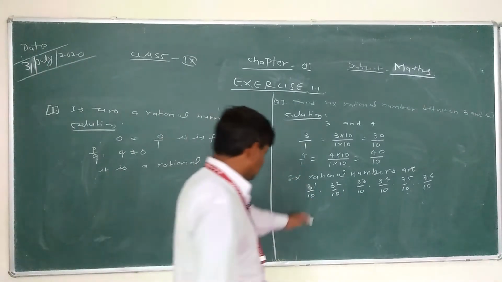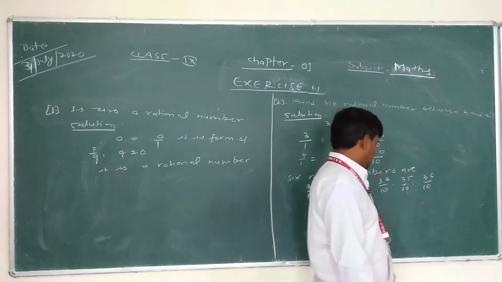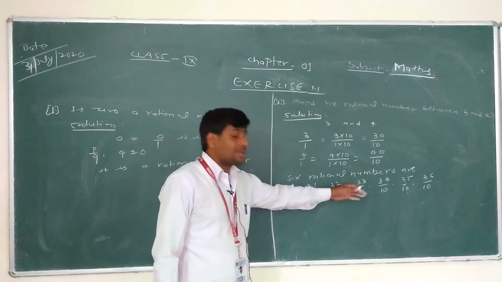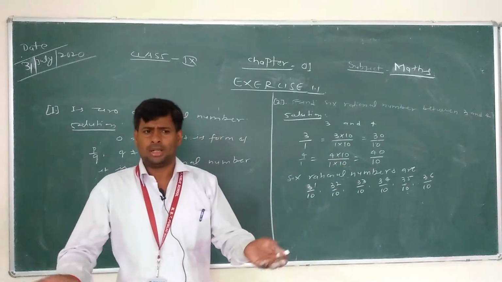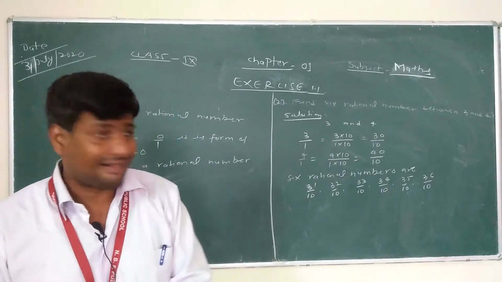If you divide them, it is 3.1, 3.2, 3.3, 3.4, 3.5 and 3.6. It means these numbers are terminating. You know that if any number is terminating, it is a rational number.